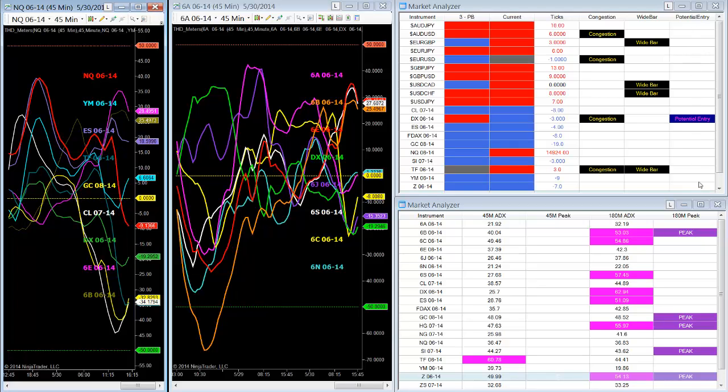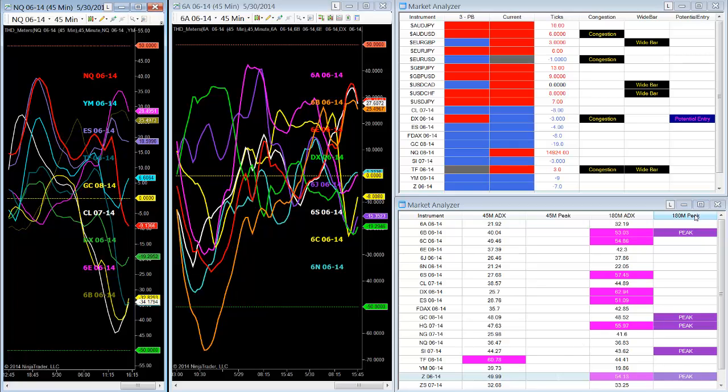Directly beneath that, I have the THD ADX, and I have it set right now to a 45-minute and a 180-minute chart. This way, I can measure all of the ADX values on all of these different instruments on multiple time frames. As you can see, the Russell is the one that is trending the strongest on this one.